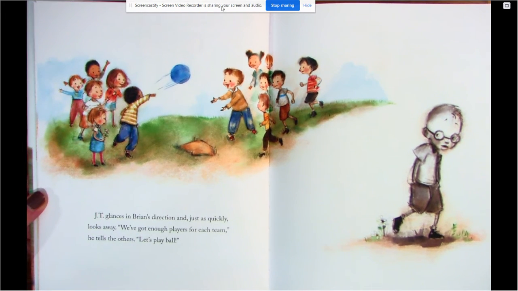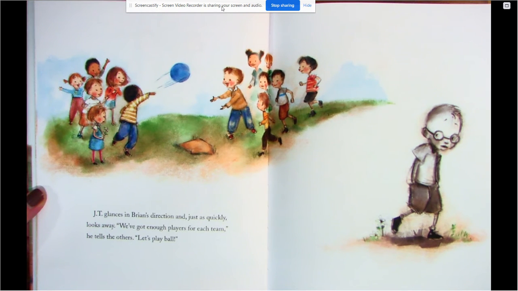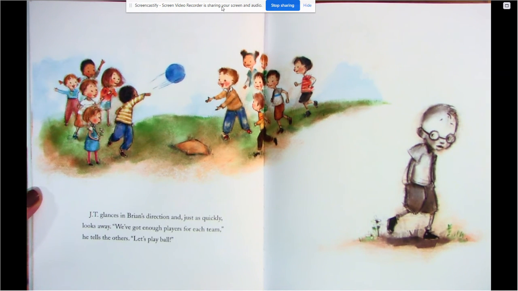JT glances in Brian's direction and, just as quickly, looks away. "We've got enough players for each team," he tells the others. "Let's play ball."